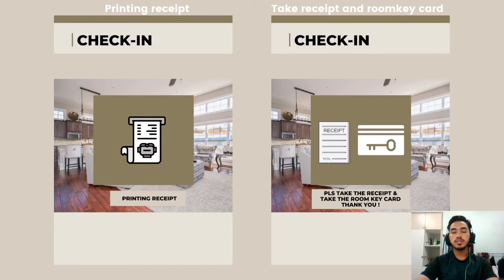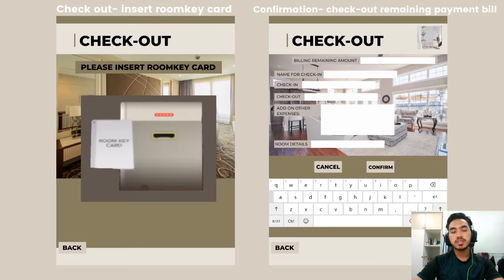Same also, this one is for printing the receipt and the room key card. Whenever the customer is done with the payment, the machine will right away print the receipt, and at the end, when it's done, the customer is required to take the receipt and the room key card. So the third service is checkout.